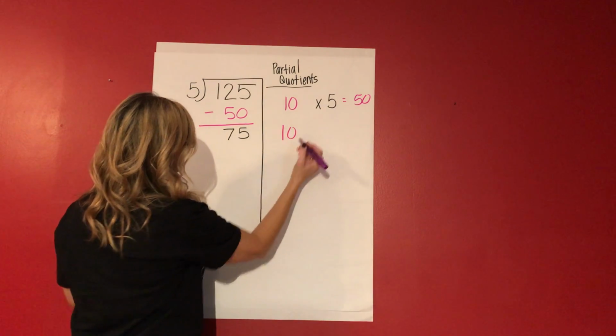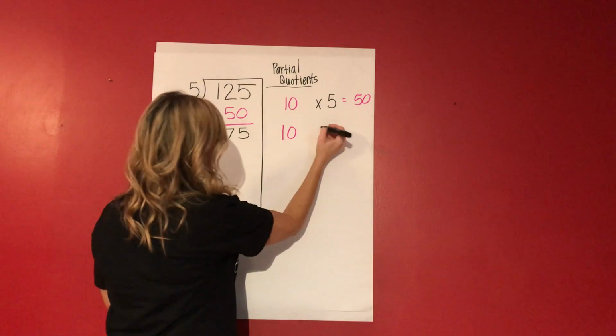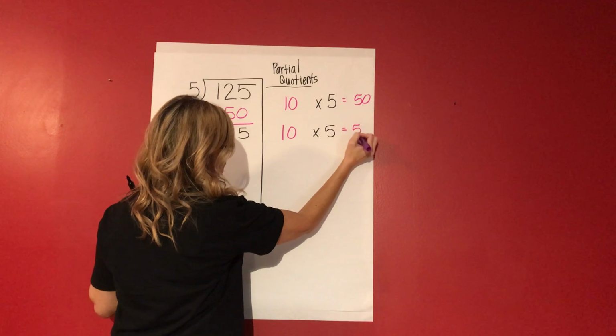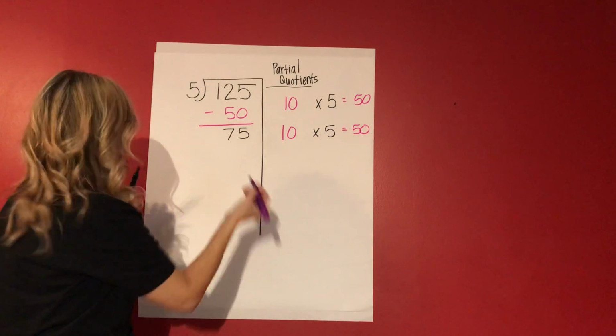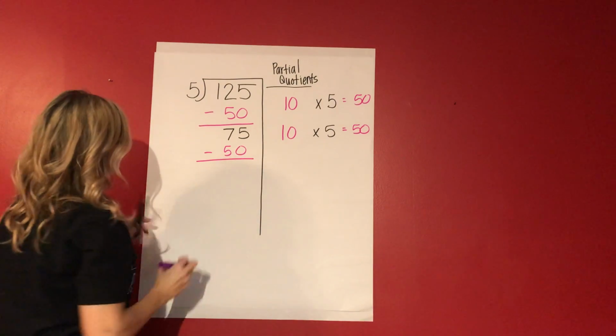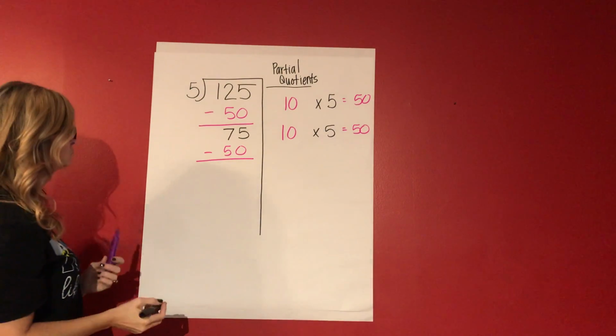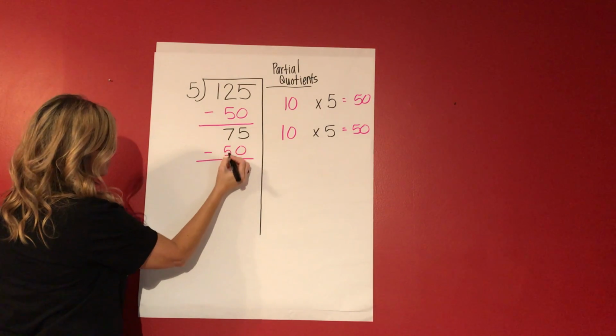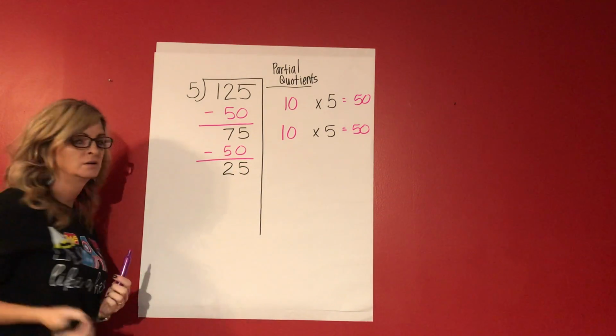So if I do it again, 10 times 5, that's going to give me 50, of course, just like it did the first time. And then I can subtract another 50 from my dividend. 5 minus 0 is 5. 7 minus 5 is 2.